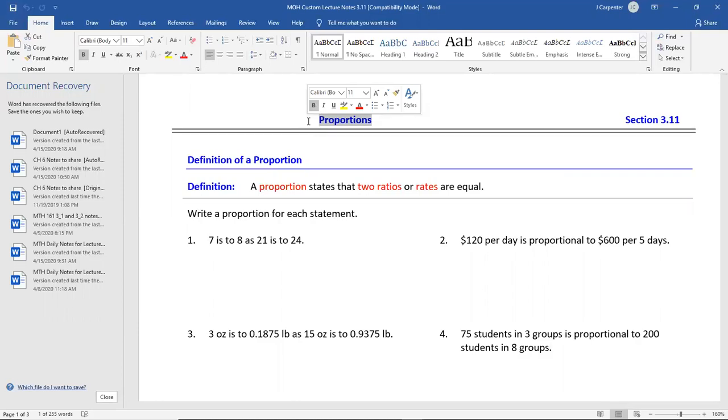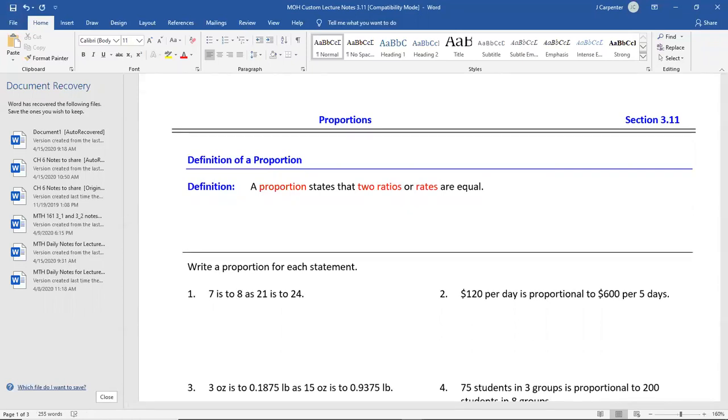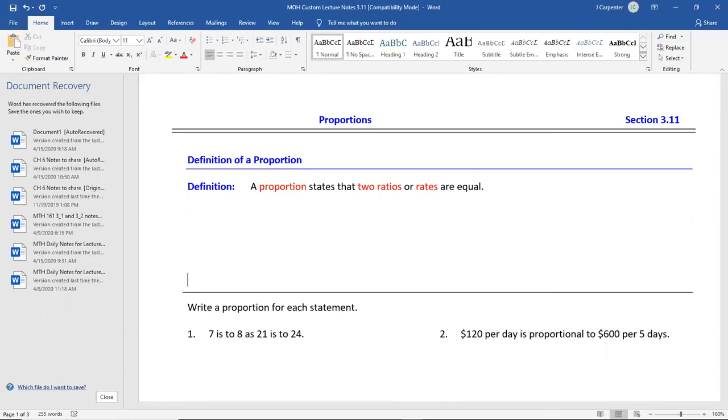So, what exactly is a proportion? A proportion states that two ratios or rates are equal. The word ratio actually sounds a lot like the word rate if you think about it. The first three letters are the same. It's just ratio versus rate. So they are the same thing. A ratio is a rate. A ratio was a fraction. Remember, a fraction is a ratio, is a division. They're all the same thing. So a proportion just states that you have two ratios equal to each other.